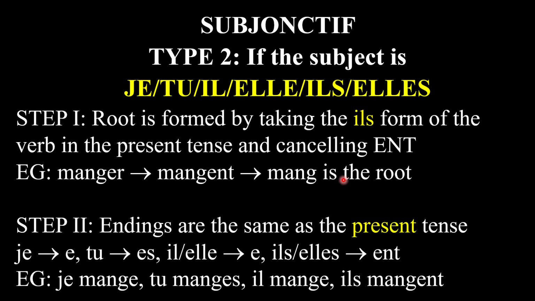And then you add on the endings of the present tense onto that stem which you get, which is e, es, e, and for the last person, ent. Remember, nous and vous, you are doing it as the imparfait. So it becomes je mange, tu manges, il mange, and ils mangent in the plural. So here it may look like it is the same as the present tense, which it is, but for certain verbs it isn't. So you need to follow this rule.